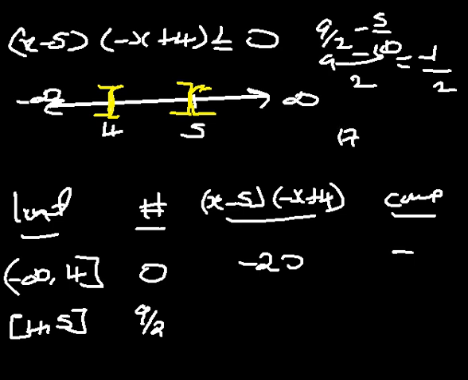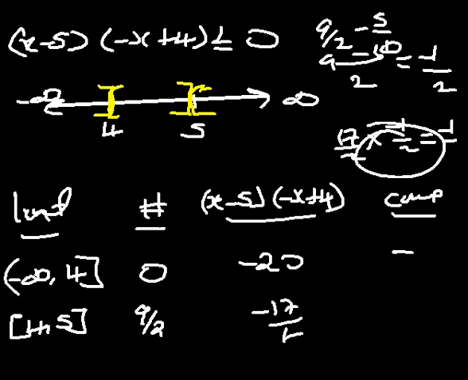So I'll have 17 over 2, and that should be times, not minus, negative 1 over 2. That is negative 17 over 4. Since the number is negative, it means I'll have the negative conclusion here. So take note of that.